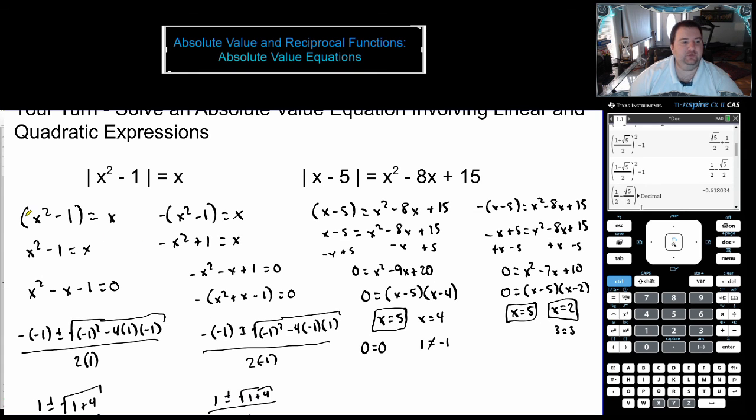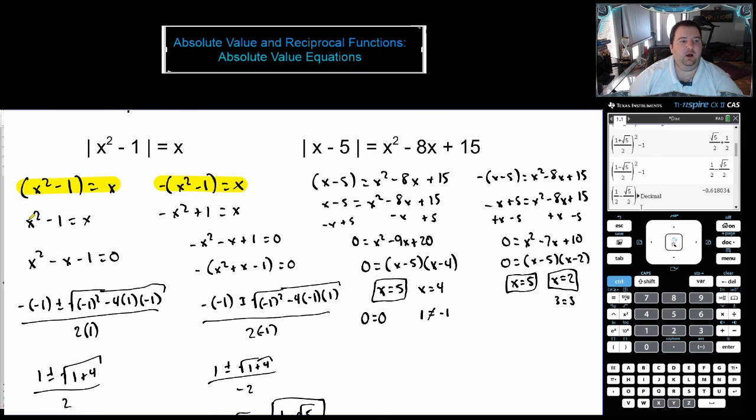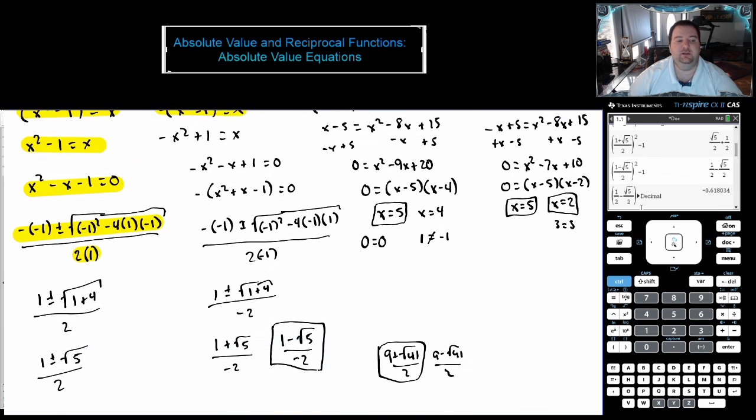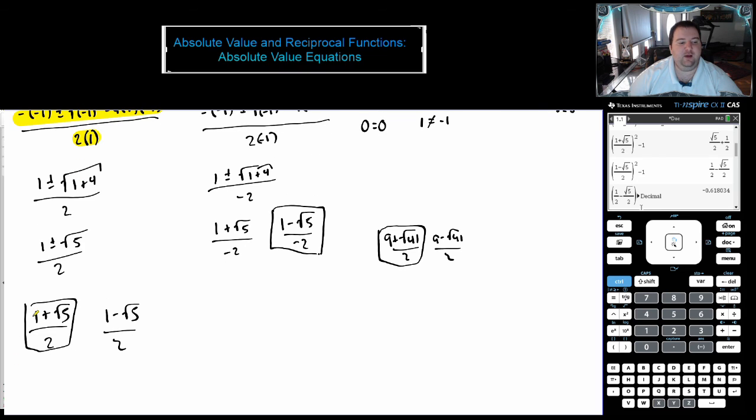So first thing that you would do is separate them into your two cases. On the left-hand side here, you're going to get to this point and realize you can't factor it. So you probably either use the quadratic formula or completing the square, and you would have found 1 plus root 5 over 2 and 1 minus root 5 over 2.